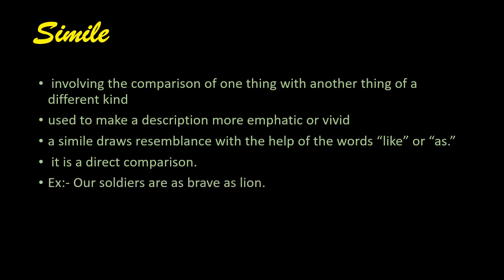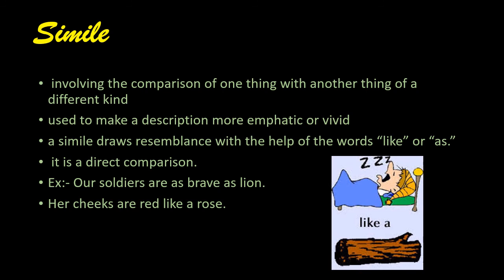Let's learn with an example. Our soldiers are as brave as lions. Soldiers are directly compared to lions. That is, they are very brave as lions. Her cheeks are red like a rose. As I have already said, the words like and as are used to compare two dissimilar things, like cheeks and rose. Here you see the person is sleeping like a log. That means he doesn't know anything that surrounds him. That is the direct comparison, showing how he is sleeping.